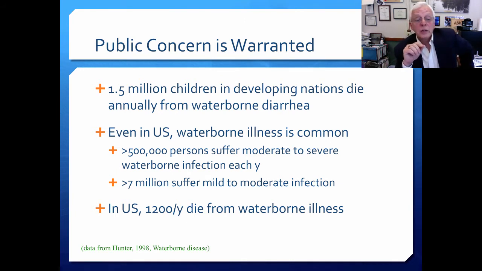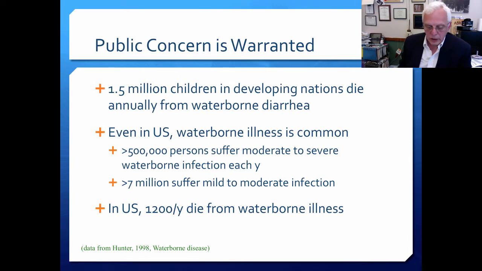1.5 million children in developing nations die annually from waterborne diarrhea, a terrible illness that's very destructive and also kills many elderly people. Even in the United States of America, where water is relatively clean worldwide, waterborne illness is common. Greater than 500,000 persons suffer moderate to severe waterborne infection each year, and greater than 7 million suffer mild to moderate infection each year. In the United States alone, 1,200 people die every year from waterborne illness, even in this fairly modern age when we pride ourselves on having very good water treatment. Many other places in the world, and perhaps where you live, it's far, far worse than this.